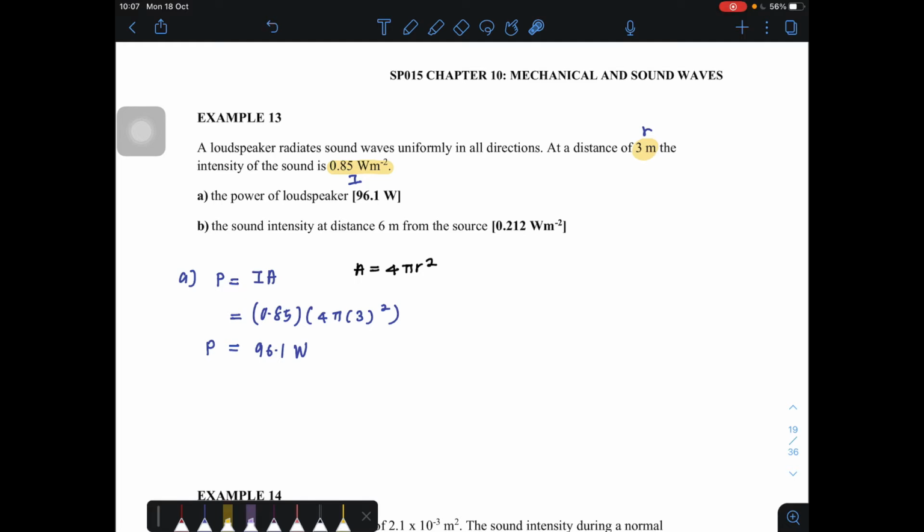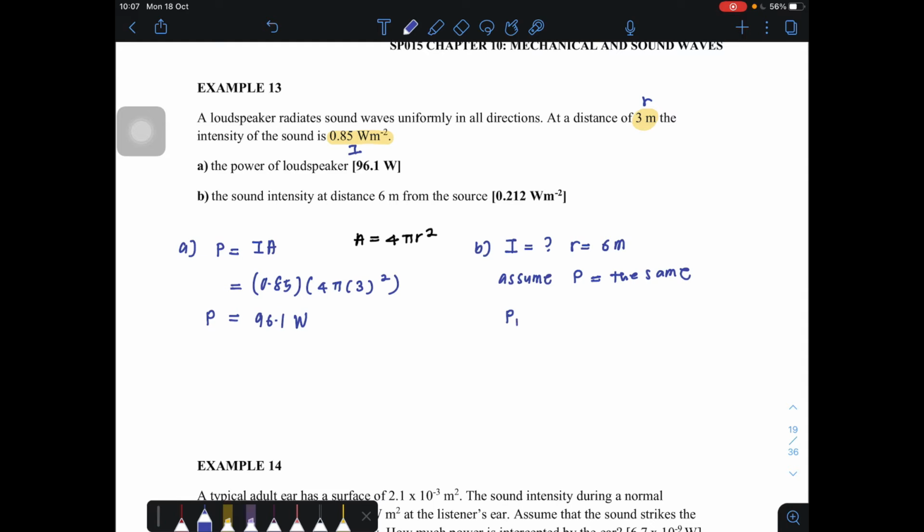Okay, second one, we want to find the sound intensity, the value for I, when the distance is 6 meters. So we assume that P is the same, so we can say that P1 is equal to P2. Ni adalah P1, which is dekat distance 3 meter. Dan yang kedua adalah 6 meter.